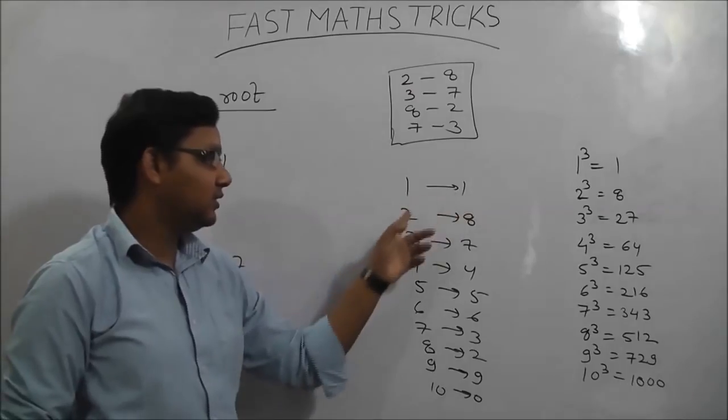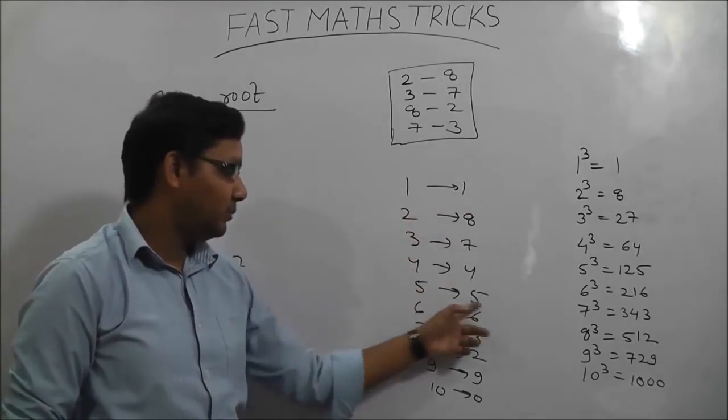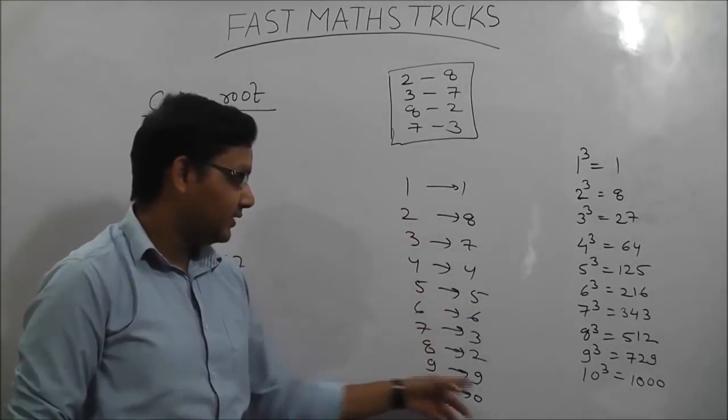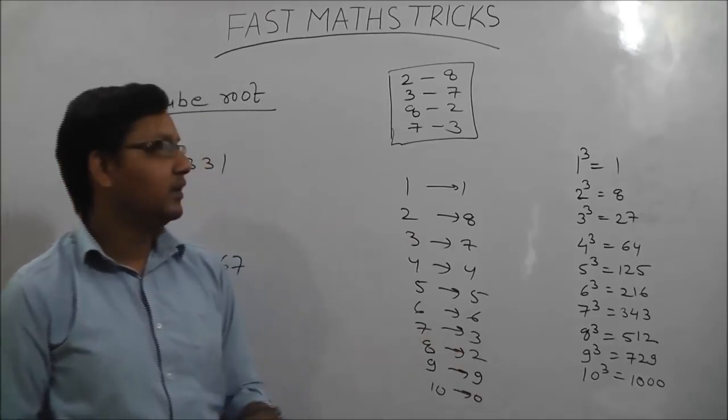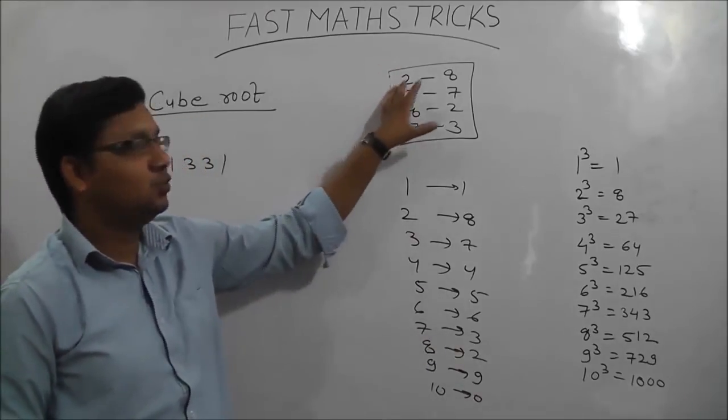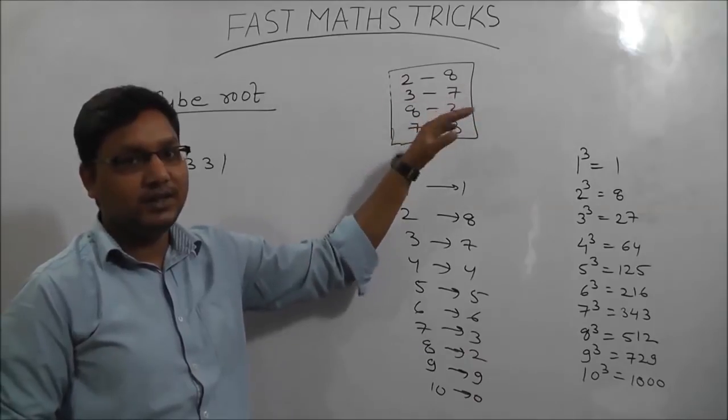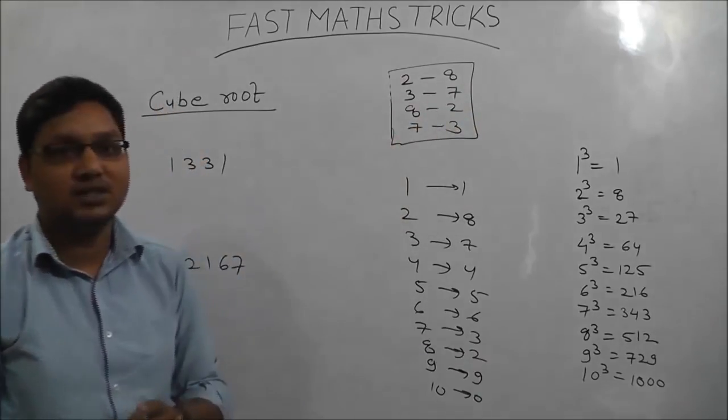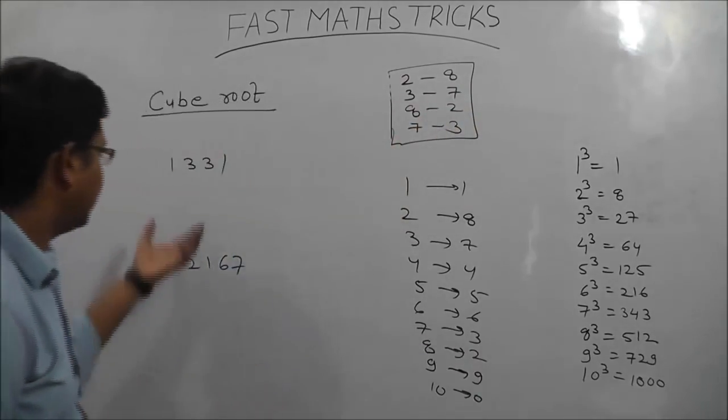1 then 1, 4 then 4, 5 then 5, 6 then 6, 9 then 9, 0 then 0. And you just have to remember these 4: 2, 8, 3, 7, 7, 3, 8, 2. So these 4 things you just have to remember. Okay, let's see how to find the cube root.